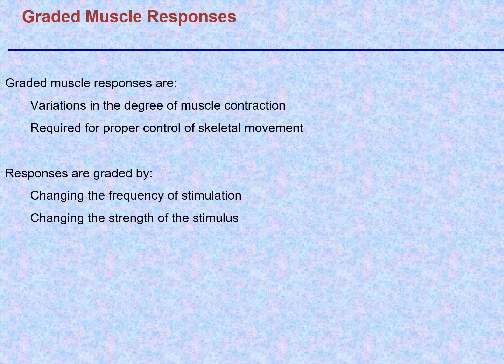Now, typically you get graded muscle responses. You can get a variation in the degree of muscle contraction depending upon how many motor units are going to be activated. And this is the kind of thing that is required for proper control of any movement of any part of your body. Will you move it more forcefully or less forcefully, faster or slower? Will you shorten the muscle and generate a lot of force by activating a lot of motor units, or just a few? The responses can be changed or graded. You can get a graded response by changing the frequency of stimulation or changing the strength of the stimulus.